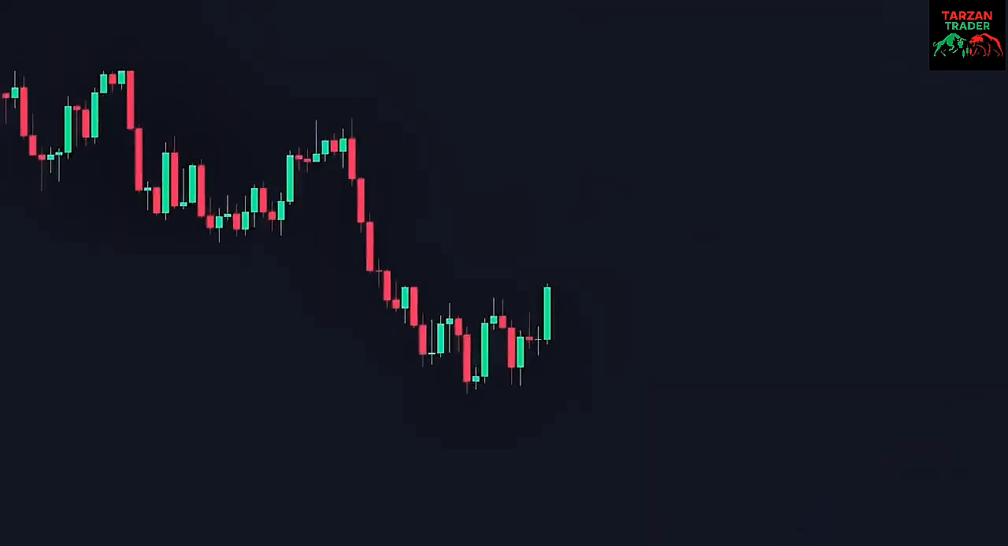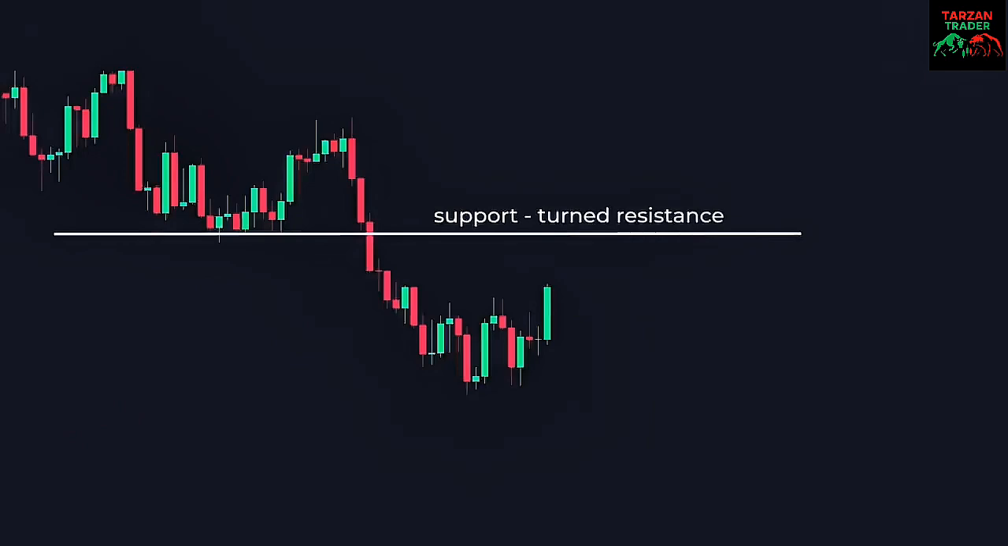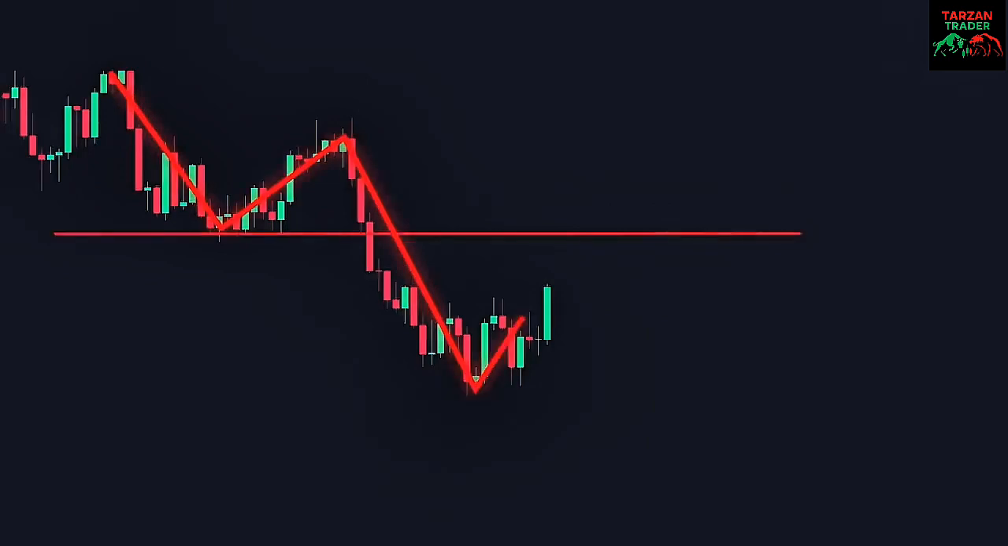Here's another powerful example using confluence levels. In this chart, price is in a downward trend and has formed a support turned resistance level. This happens when price initially respected a level as support, but then broke below it and is now approaching it again from underneath, making it a resistance level.